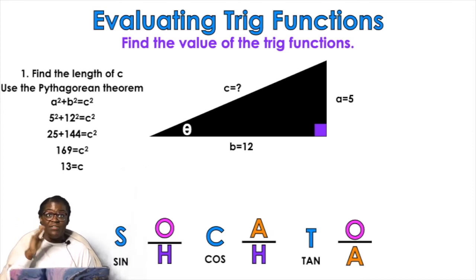Now, if you're super smart, if you're a scholar, you should know that this is a Pythagorean triple. 5, 12, and 13 always go together. That was for free, okay?